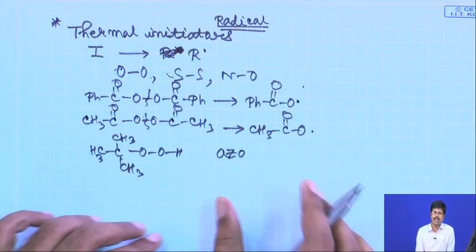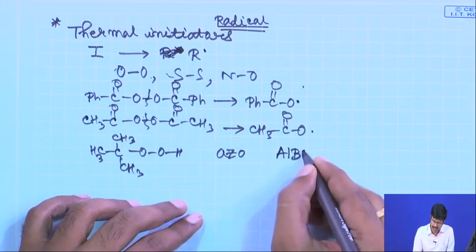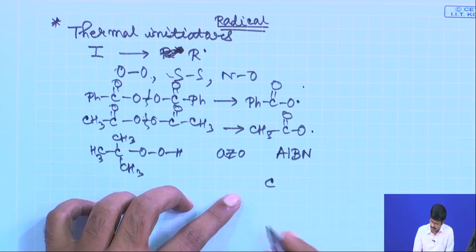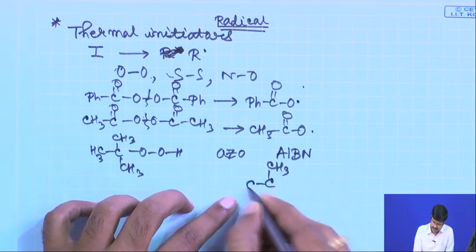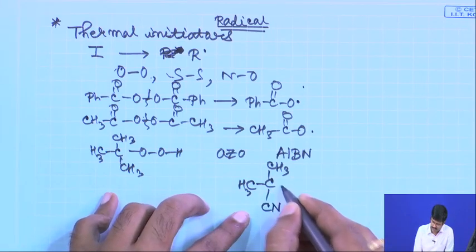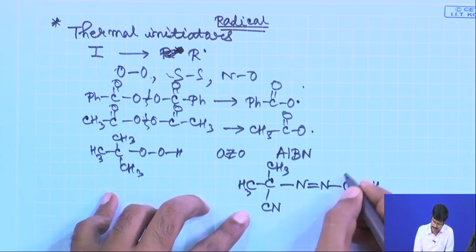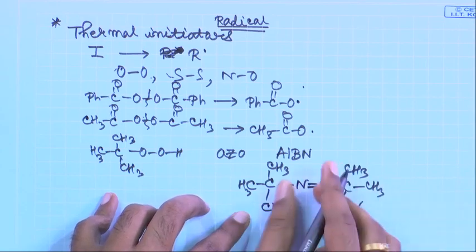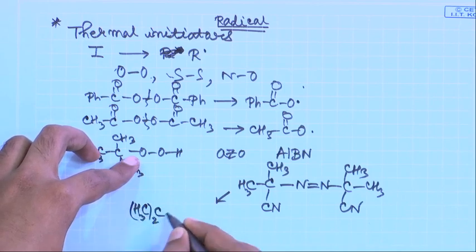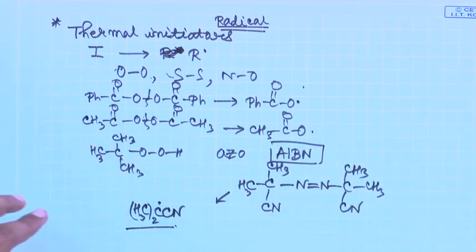One of the most common thermal initiators that are used for radical polymerization is azobisisobutyronitrile. So, which is nothing but you have CH3 and then you have a nitrile unit here, and then N double bond N, and then you have CH3 CN. So, the nitrogen will evolve and you will have radicals like this, (CH3)2C(CN) dot. This is also a thermal initiator.